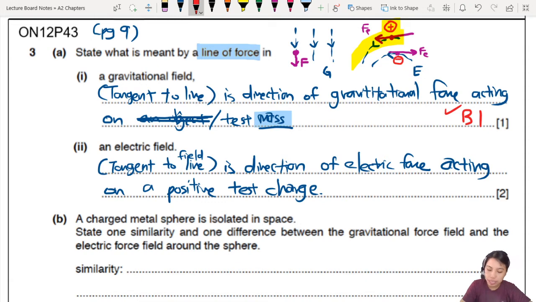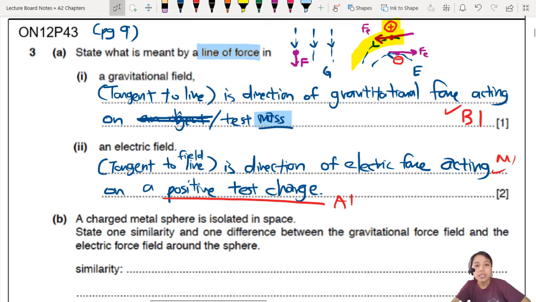One comes from the idea where you talk about direction of electric force. But you mentioned positive test charge. That's an important one. So that will give you the final mark to get. Okay, moving on to B. A charged metal sphere is isolated in space. Okay. One similarity and one difference between the G force and the E force around the sphere.